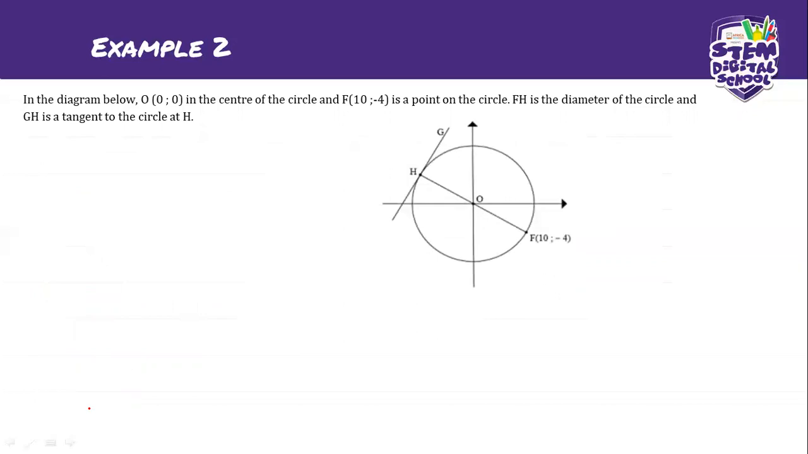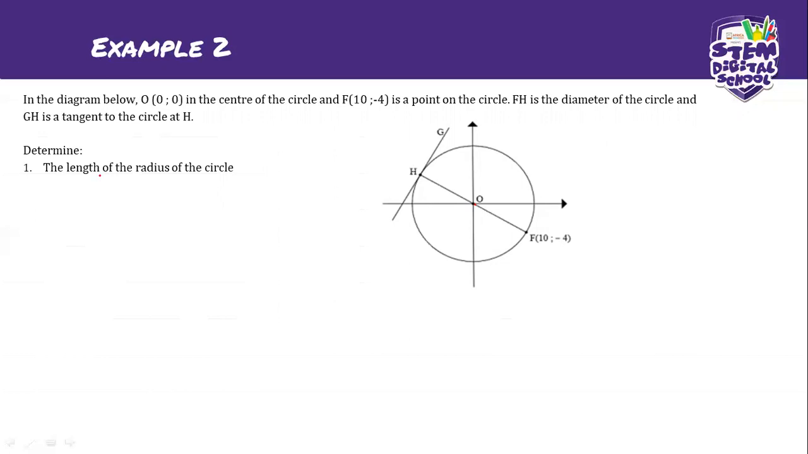We are now having example 2. Let's see what we have under example 2. Right, example 2, it says in the diagram below, O, which is the center, with coordinates 0:0 in the center of the circle, and F, which is (10, -4), is a point on the circumference. FH is the diameter of the circle, and GH is the tangent to the circle at H. Now let's see what type of question we might get.